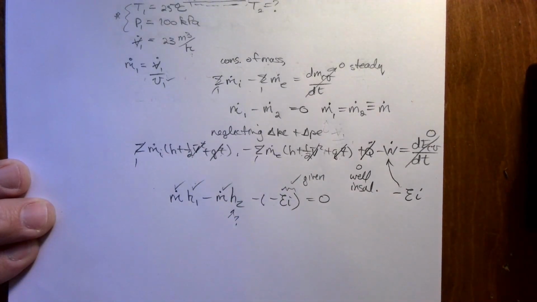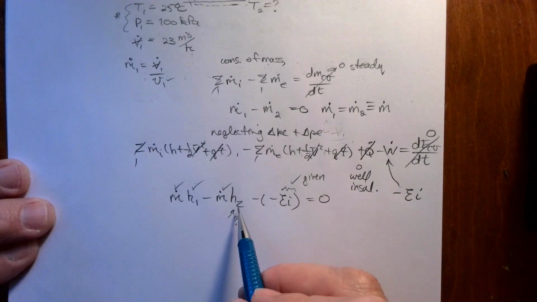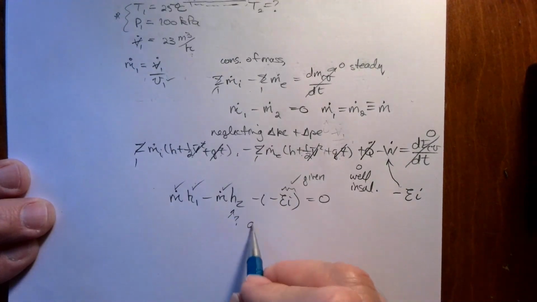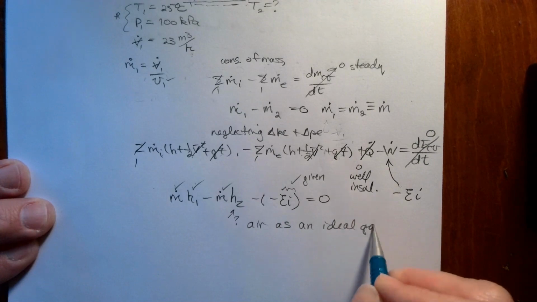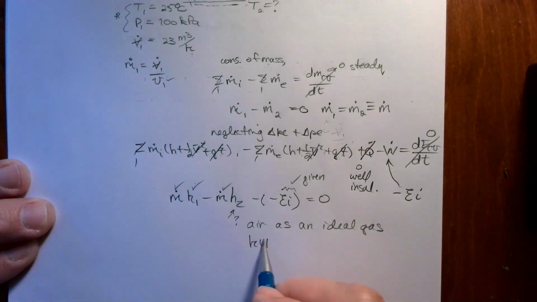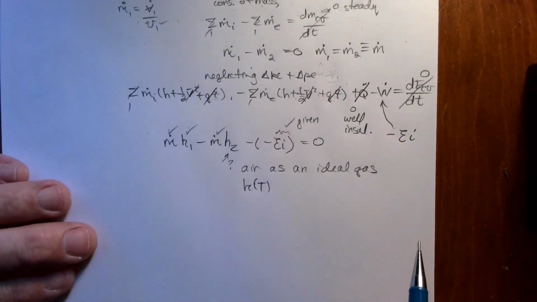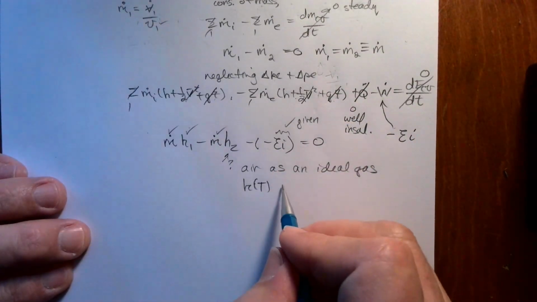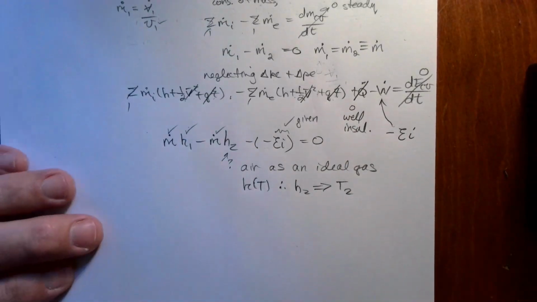So solving this equation for h2 gives us another connection at state 2. For an ideal gas, h is only a function of temperature also. So air as an ideal gas, h is only a function of temperature. Right. Therefore, h2 will give us T2 from the tables.